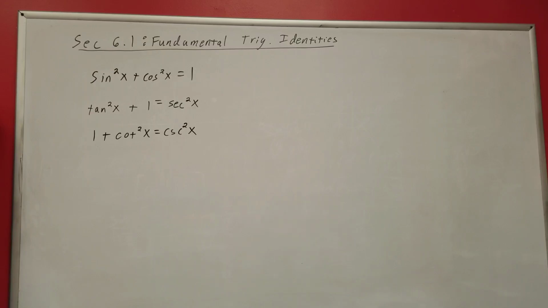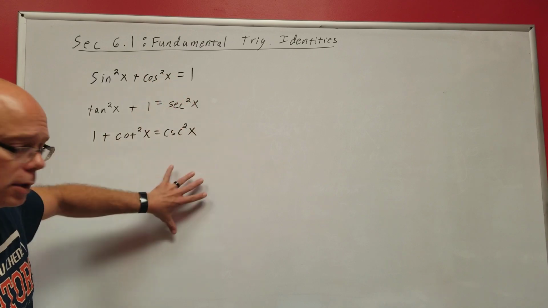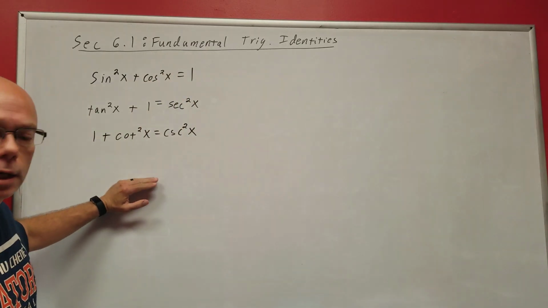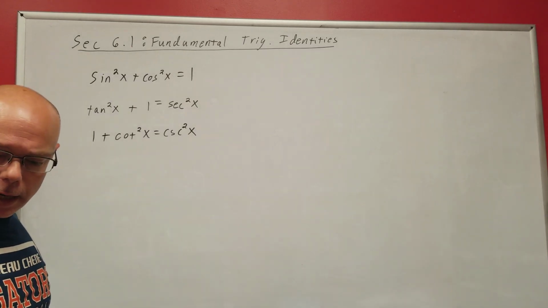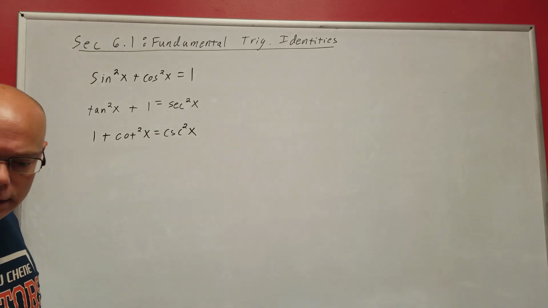Section 6.1, Fundamental Trig Identities. All right, there's a bunch of identities. I'm not going to list them all on this board. Just look at the notes that we have posted on Moodle, and you'll see the identities. Most of them you probably already know. All of them you have actually already seen in this class.